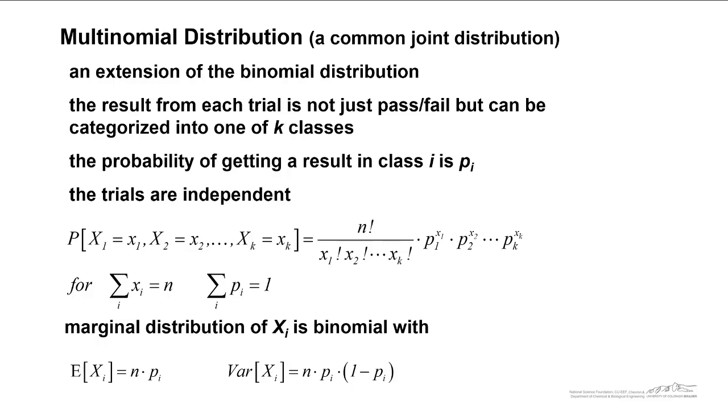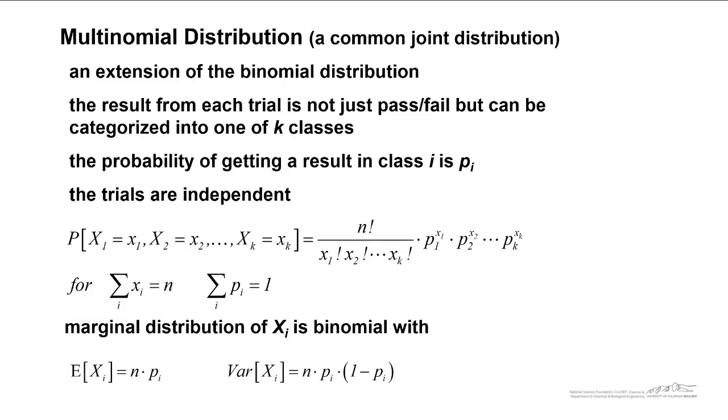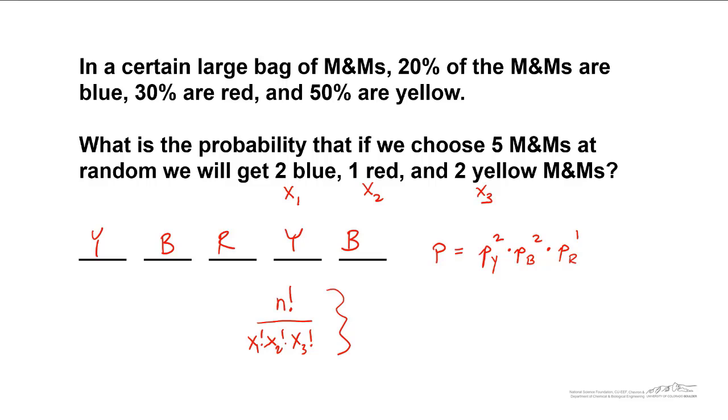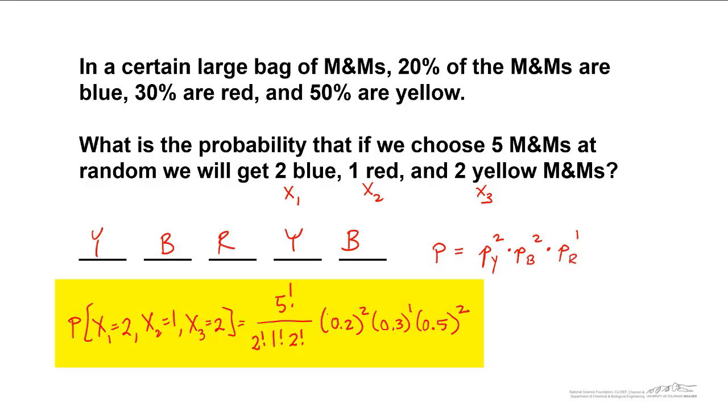By the way, if you looked at the marginal distribution of any xi, it's going to be binomial, meaning that if you average out or integrate out all of the others other than xi, it's going to follow a binomial distribution, because now all you're looking at is a probability of success, and a probability of failure is anything else. Let's go ahead and solve this. If we plug these values into the multinomial distribution, we end up with the following equation, and when we do the math, we end up with about 9%. So there's a 9% chance that if we take a random selection of 5 M&Ms, we're going to get 2 blue, 1 red, and 2 yellow M&Ms.